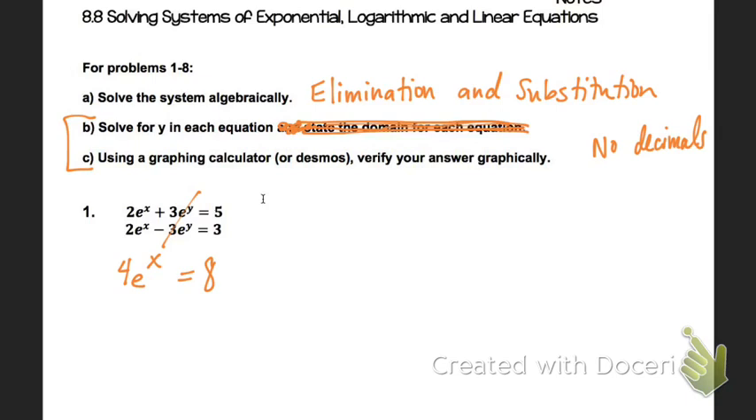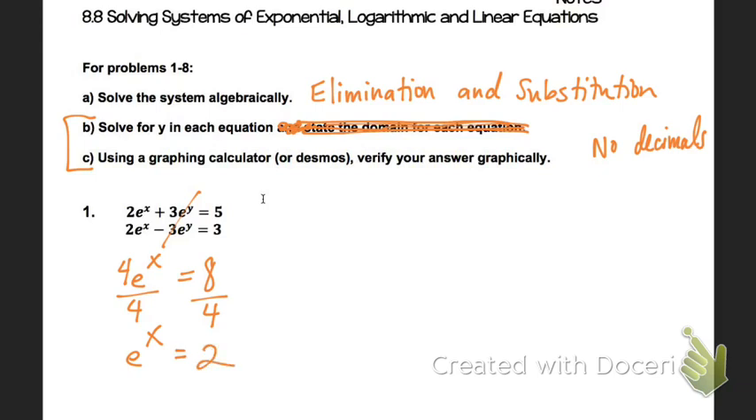Now I want to get x by itself. When you're doing elimination or substitution, but mostly with elimination, you're getting rid of one variable. So I've gotten rid of the y's. Now I only have x's to deal with. I want to solve for x, and then I'm going to plug that back in and get the y value. So in order to solve for x, what would my next step be? Divide by 4. So then e to the x equals 2.